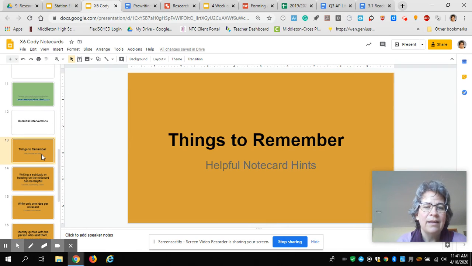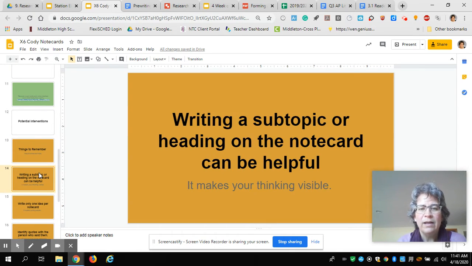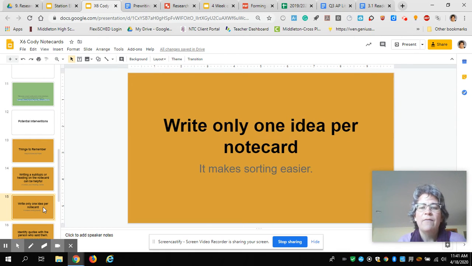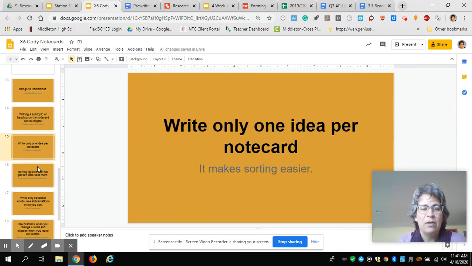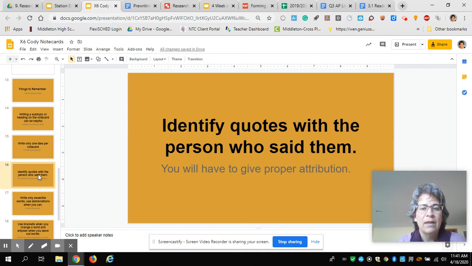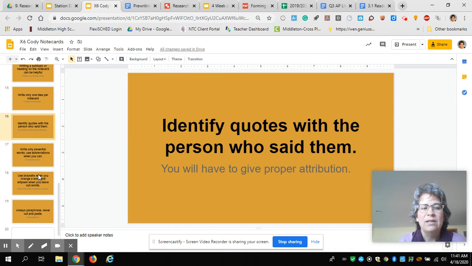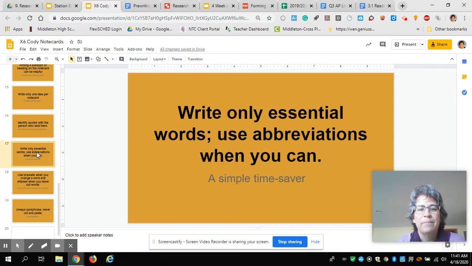Now, there are a couple of things to remember. Make sure, again, that having a topic or subtopic on the note card can be helpful when you craft notes, or you just do it here in the outlining stage. Have only one idea per note card to make sorting easier. You should always identify who said what when you take notes. That's part of attribution. It's not just the source of it, but also who said it within the source.